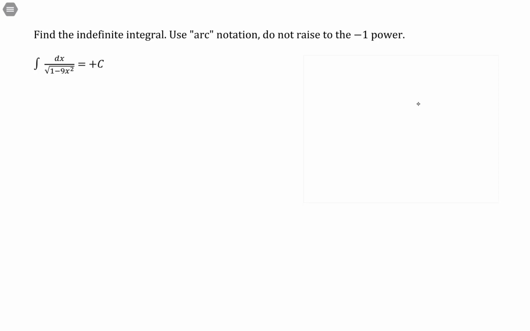Find the indefinite integral. Use arc notation. Do not raise to the -1 power. Okay, so first off, what we need to do is identify just the form of the function.